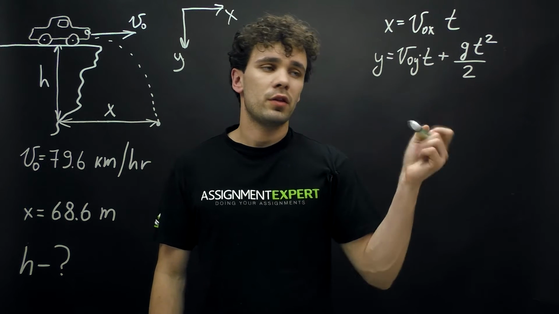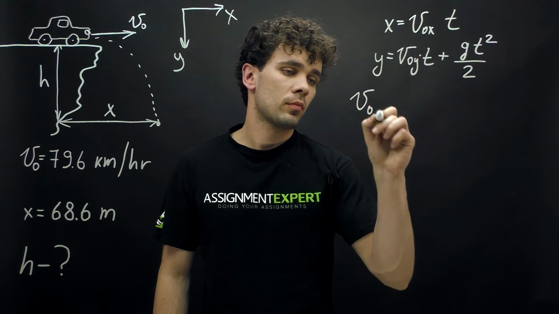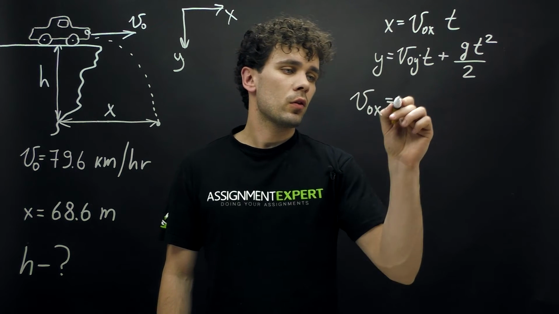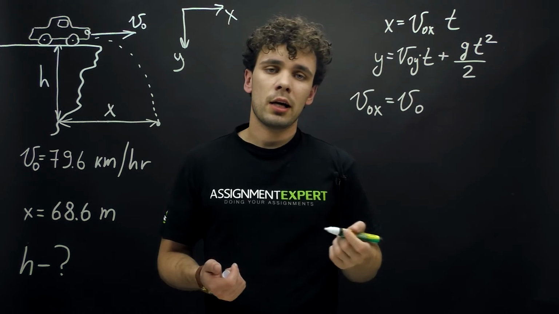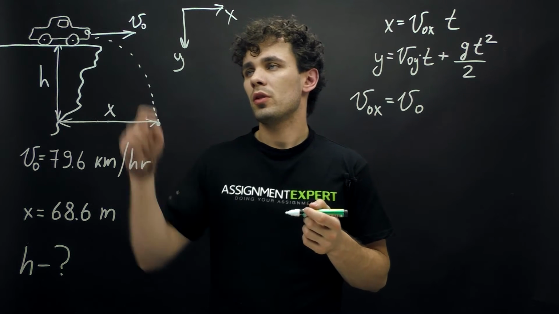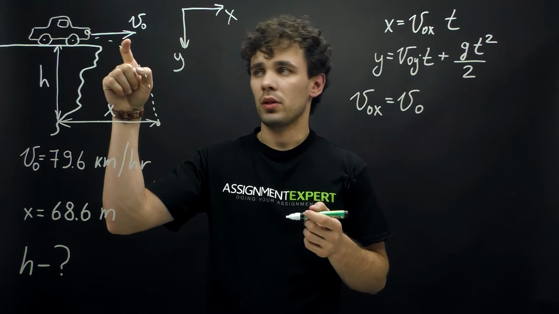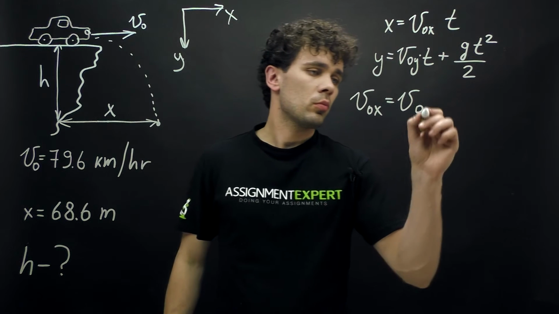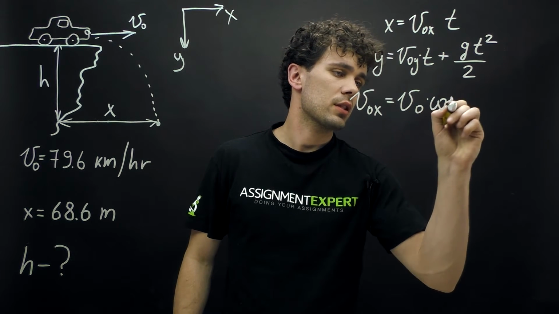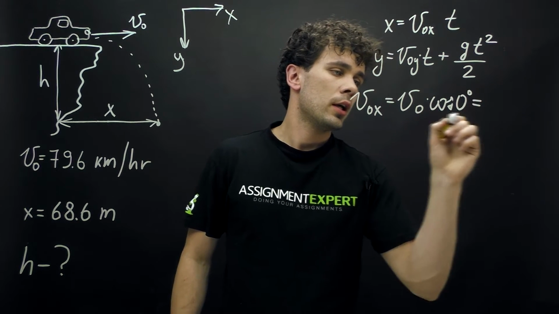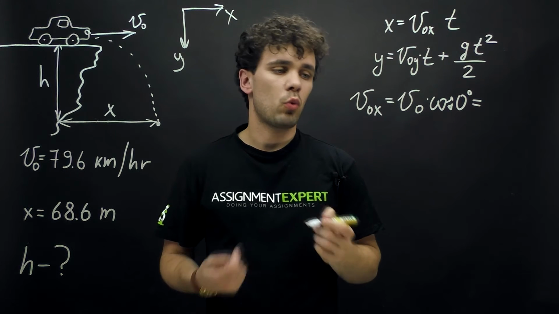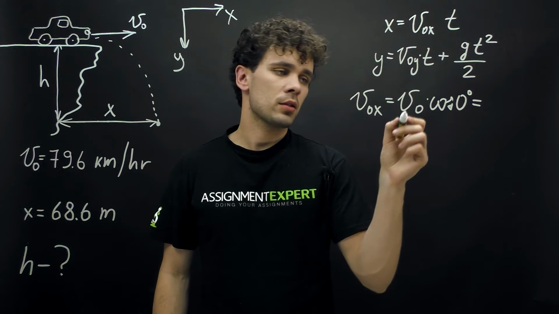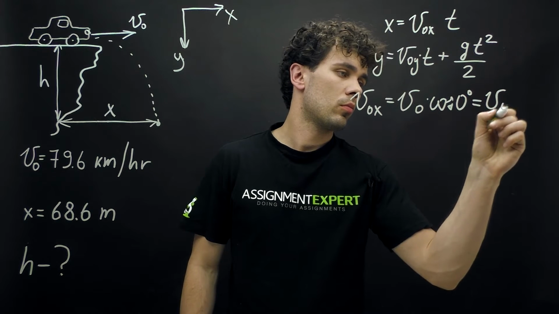So let's find v0x first. It is equal to v0 times the cosine of the angle between the x-axis and the speed. The angle here is 0, so we have cosine of 0 degrees. And cosine of 0 is equal to 1, therefore v0x equals just v0.